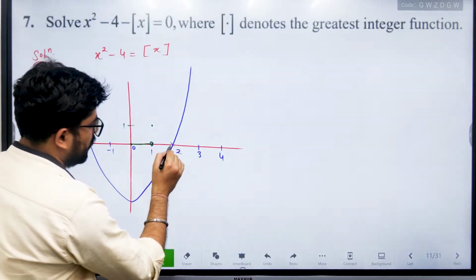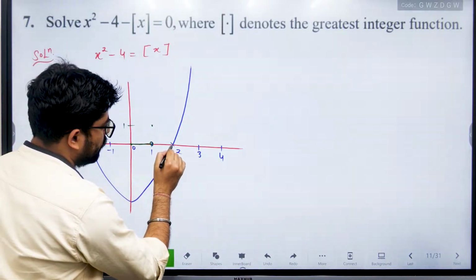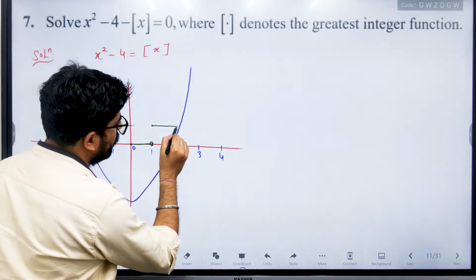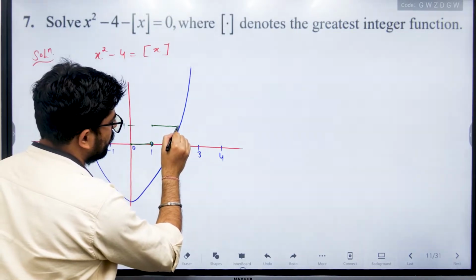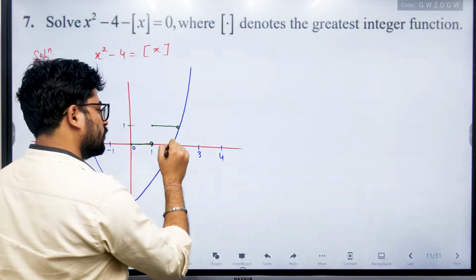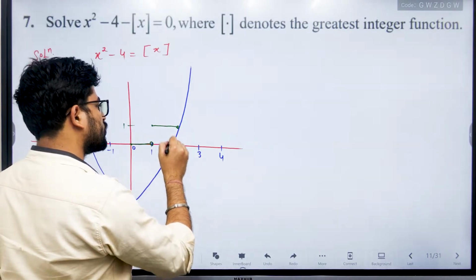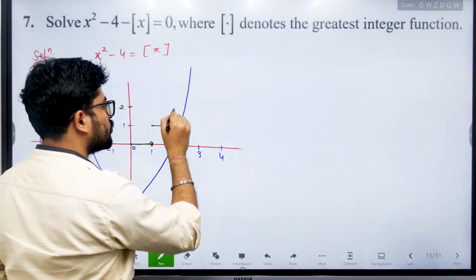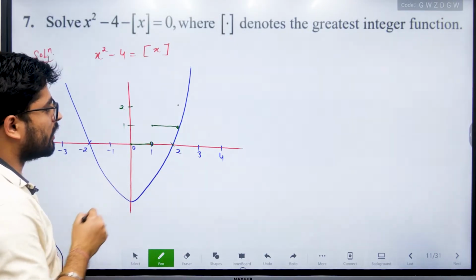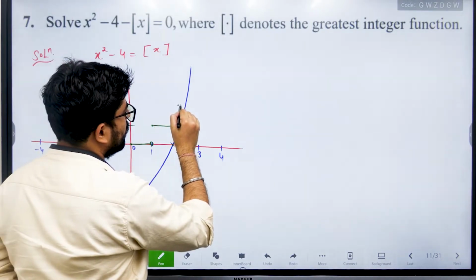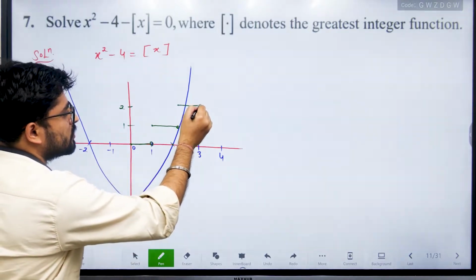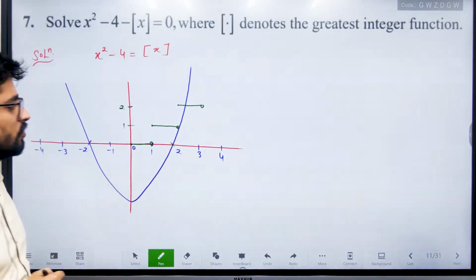Let's say till 2 the value is what? Till 2 the value is 1. Yes, value is 1. Got it? And after 2, or at 2, the value is 2. So 2 is, let's say, somewhere here. Okay. Now you have 2 to 3, the value is 2.